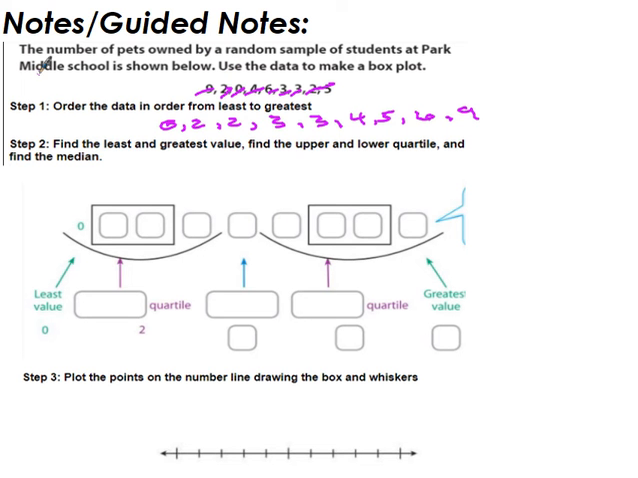Now I'm going to find the least value, find the upper and lower quartile, and find the median. Here's my order again, and I'm just going to fill this in here because it's already broken everything down for you, but we're going to talk about what everything means. There's the order of my data from least to greatest. Again, I just rewrote it in these boxes. To find the quartiles, first, we know our least value is going to be 0 and our greatest value is going to be 9. That's the easy part.